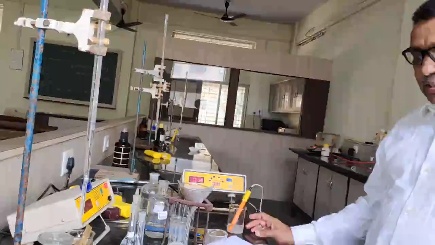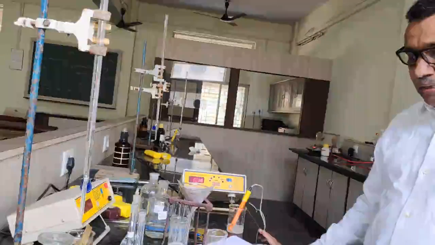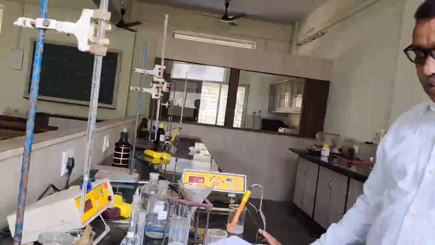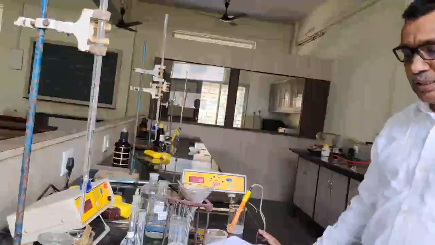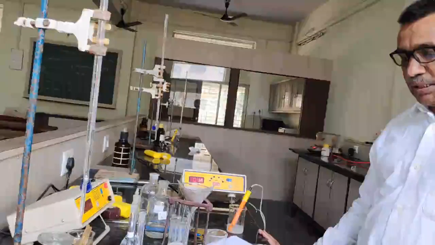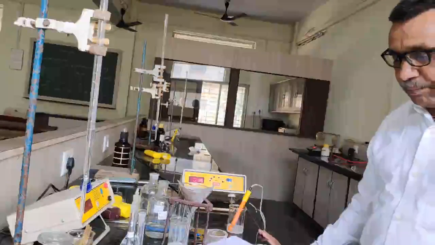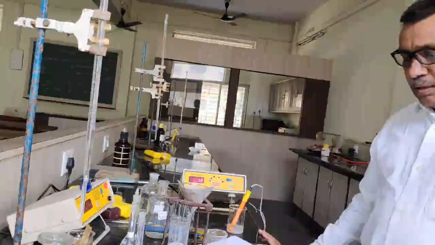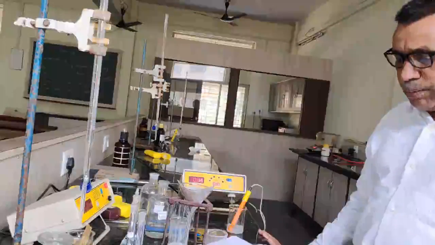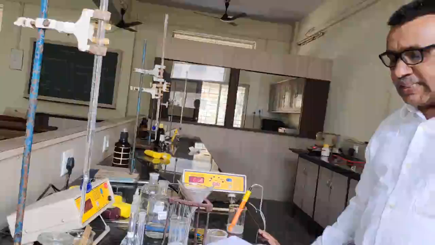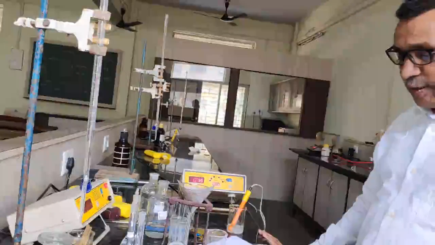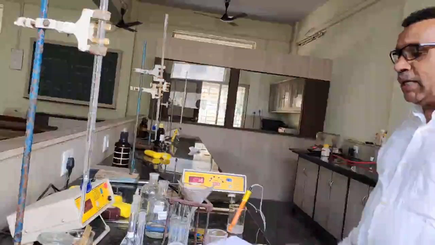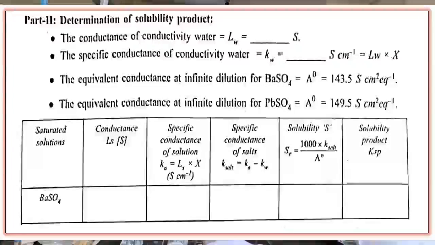In the observation table there are 6 columns given. First, saturated solution of barium sulfate, second, conductance, third, specific conductance, then the fourth column is solubility. That formula is given. I would like to show the observation table later on. So the experimental part is completed here. Very simple. We have to take only one reading.